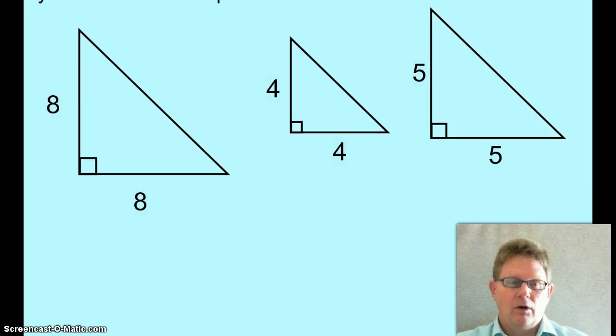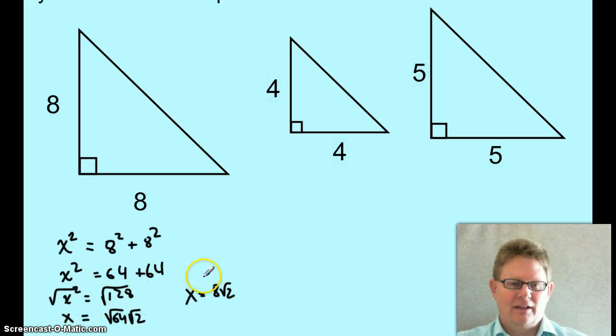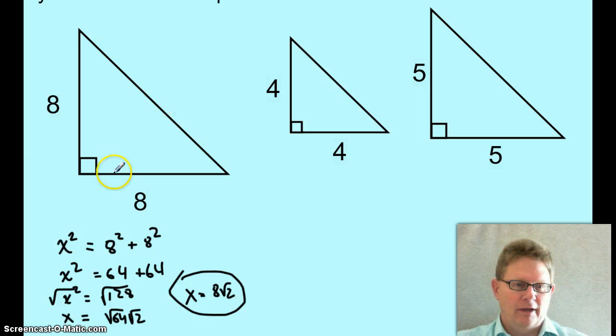Alright, so here we go. I'm going to do this. Go ahead and pause it and work and try to find the hypotenuse for this triangle right here. Alright, when I did that, I got x equals 8 radical 2. By using the hypotenuse x, that's what I got. Alright, now go ahead and try to do the two others.